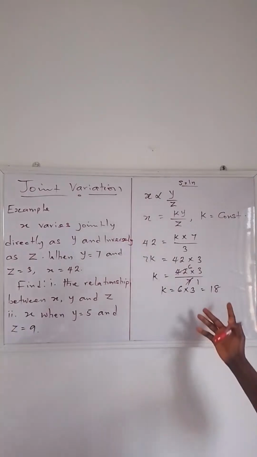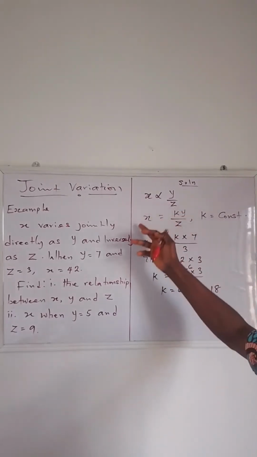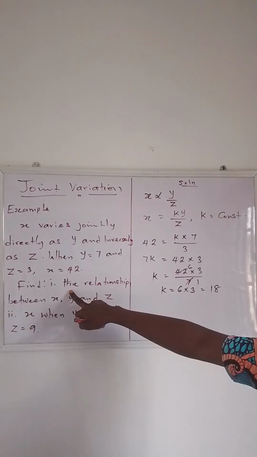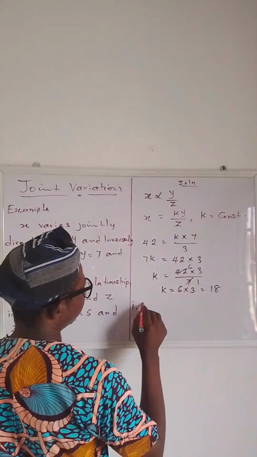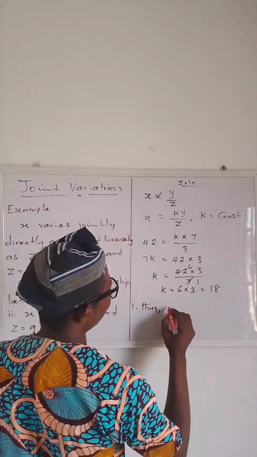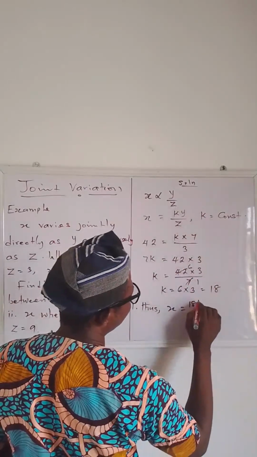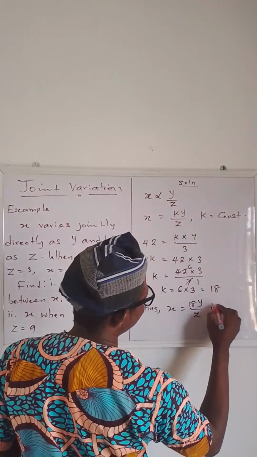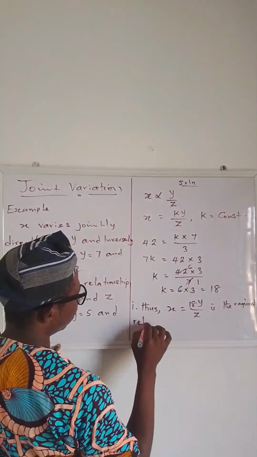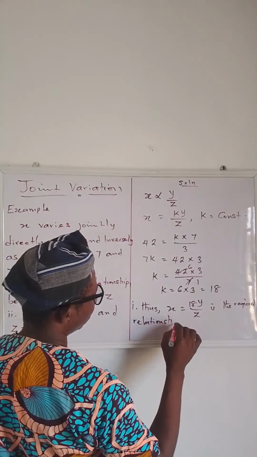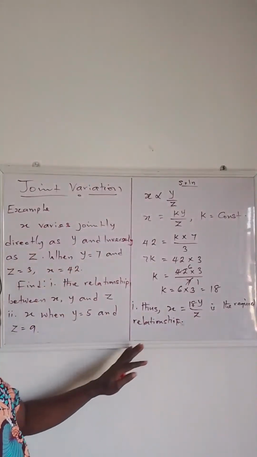So K is 18. Now, let us substitute the value of K into this equation so that we're able to get the first part, because we have to get the relationship between X, Y, and Z. So, to answer the first part of the question, X equals, now K is 18, so you have 18Y over Z. So this is the required relationship.